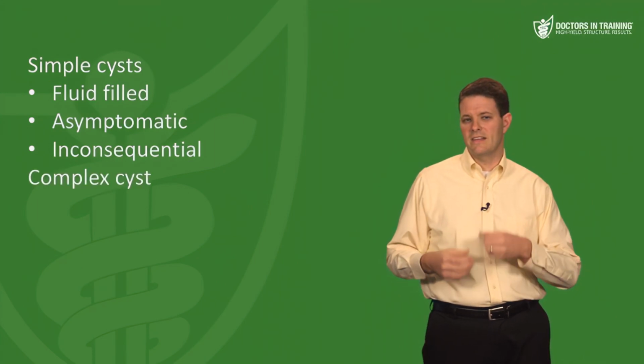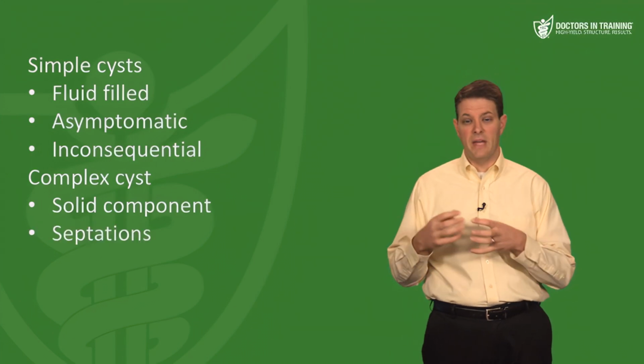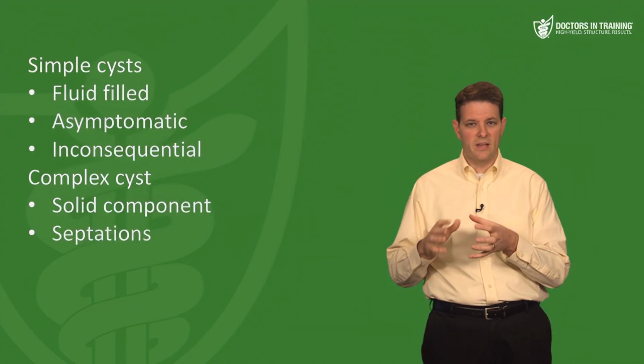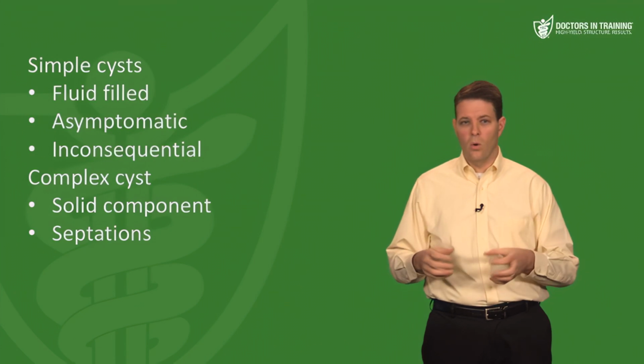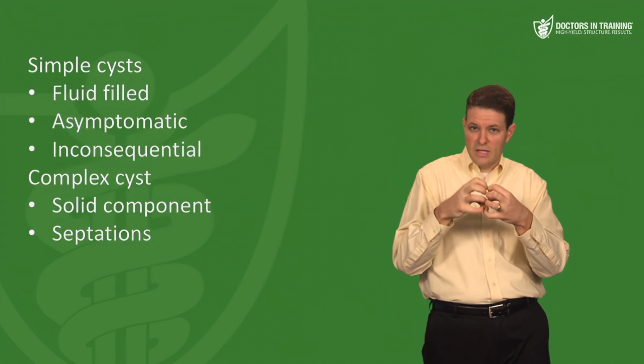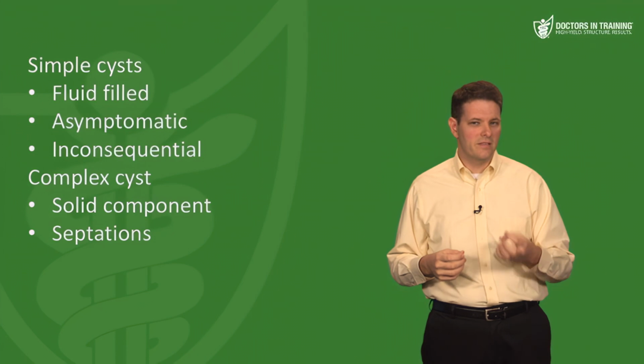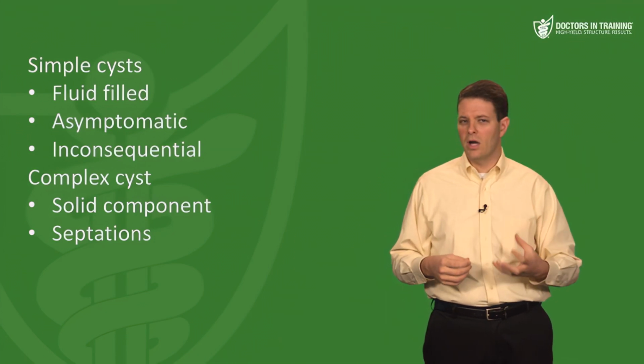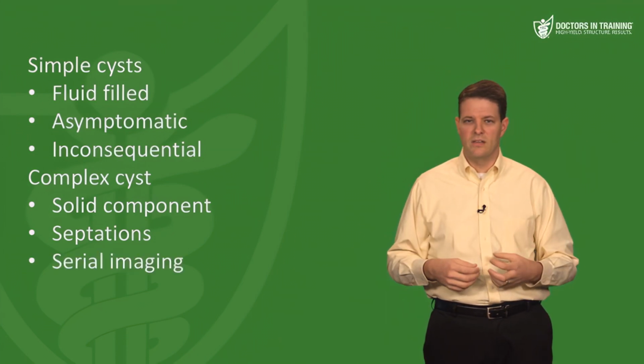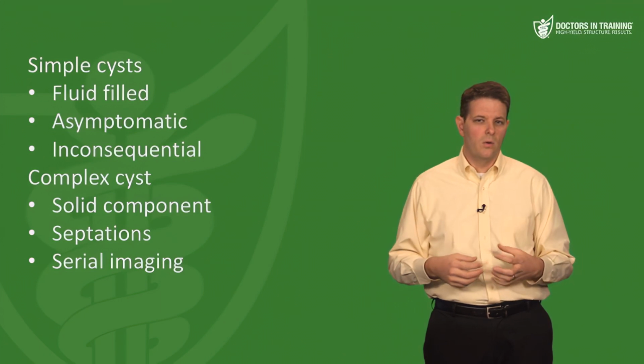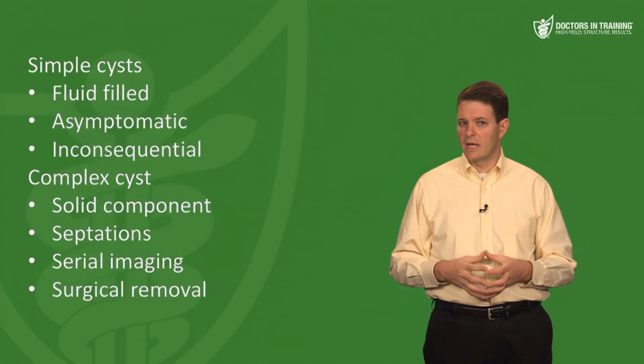But if the cyst has a solid component, or if they have septations, which are walls within the cyst kind of dividing it into separate compartments, or multiple cysts stuck closely together, that's called a complex cyst. We usually keep an eye on complex cysts with serial imaging to see if they're growing or changing, or we just remove them surgically to make sure they're not cancerous.